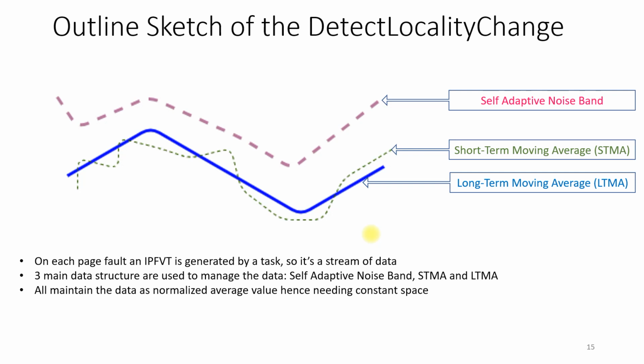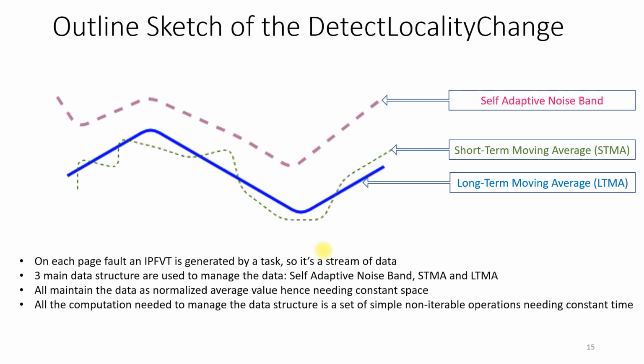All the data are maintained as a normalized average value, hence needing constant space. Also, the computation needed to manage these data structures is simple, non-iterative operations needing constant time. Hence, our overall complexity is O(1), that is constant complexity. Also, to note here that our computation is insignificant, so it can be adapted to any real-time system or time-sensitive systems.